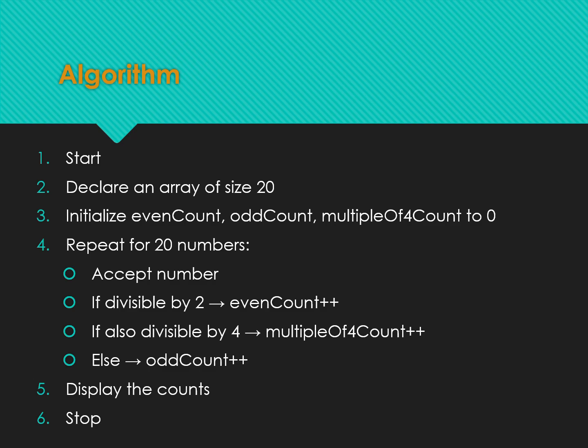Step 6. End the loop. After processing all 20 numbers, the loop ends. Step 7. Display the results. We then print out the total number of even numbers, odd numbers, and the count of numbers that are multiples of 4. Step 8. Stop. This marks the end of our program logic. Understanding this algorithm will make the actual code easier to follow, since each line in the code will correspond to one of these steps.